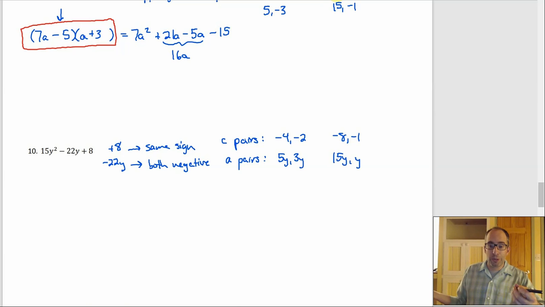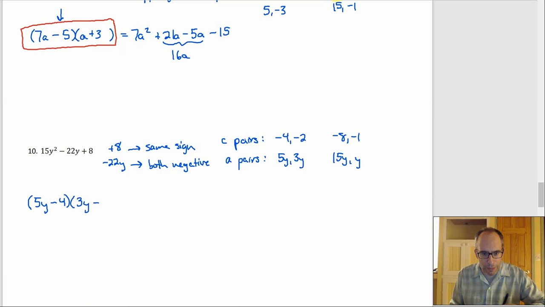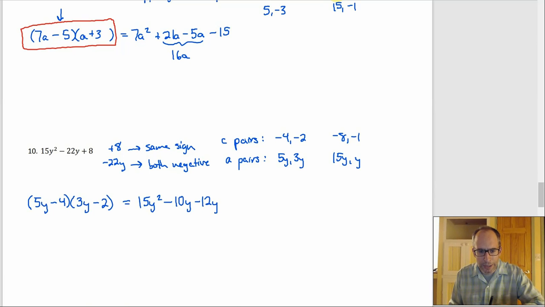If the middle term was like negative 60 or 70 something, then I'd be thinking about the 15, maybe. But I think generally you want to try the ones like the 5 and the 3 first. So let's see what happens if we have 5y minus 4 times 3y minus 2. Let's see what that's going to give us. So that'll give us 15y squared, then minus 10y, minus 12y.